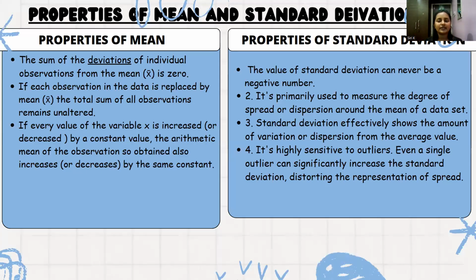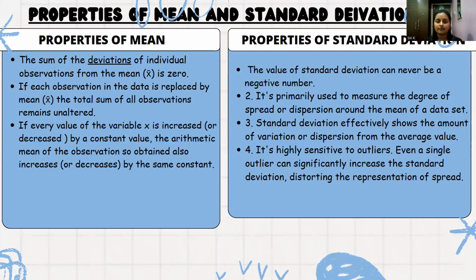The properties of mean and standard deviation. Properties of mean. The sum of the deviations of individual observations from the mean x bar is 0. If each observation in the data is replaced by the mean, that is x bar, the total sum of all observations remains unaltered. If every value of the variable x is increased or decreased by a constant value, the arithmetic mean of the observations so obtained also increases or decreases by the same constant.